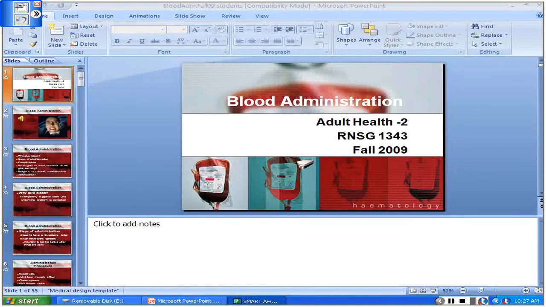Questions or comments? Anything that you want to talk about related to blood administration? I have a question. It's for the people that have to get chronic blood transfusions. Like with an AB person, they can get blood from any type. Do they eventually change blood type? No. You're always going to be AB.